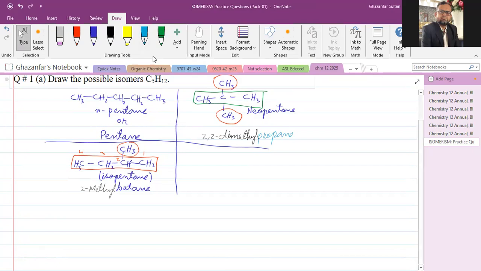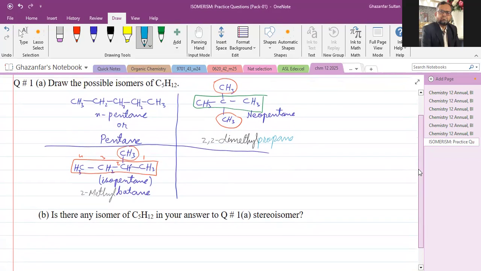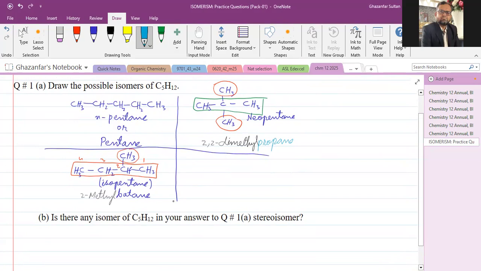Now see the B part of the question. Question 1B says, is there any isomer of C5H12 in your answer to question number 1A that is a stereoisomer? Is any one of them a stereoisomer? So remember that there are two types of stereoisomers: geometrical isomers and the optical isomers.